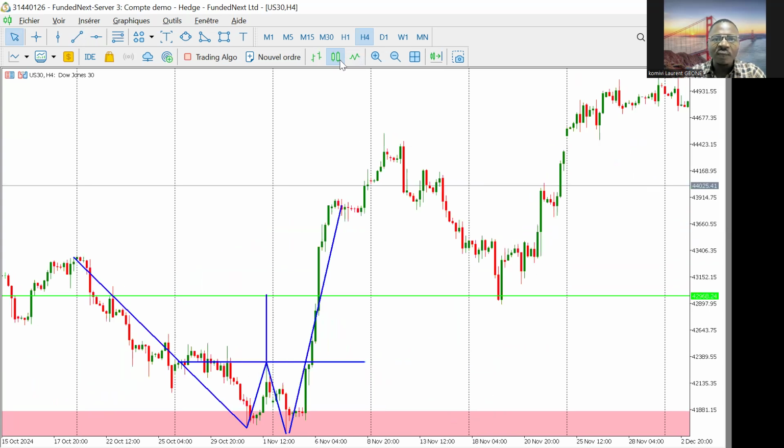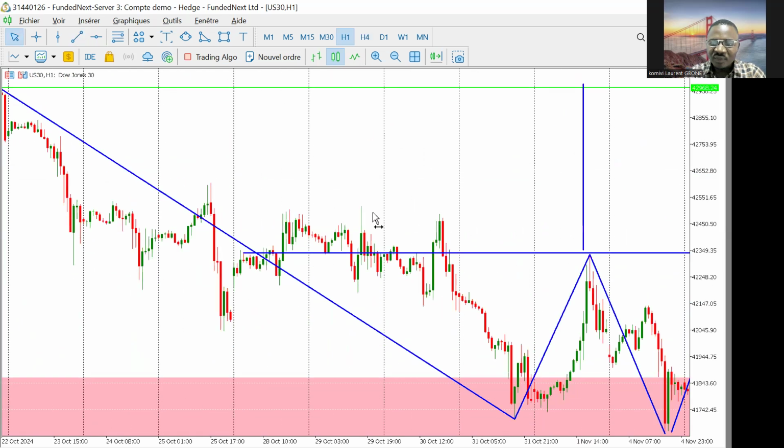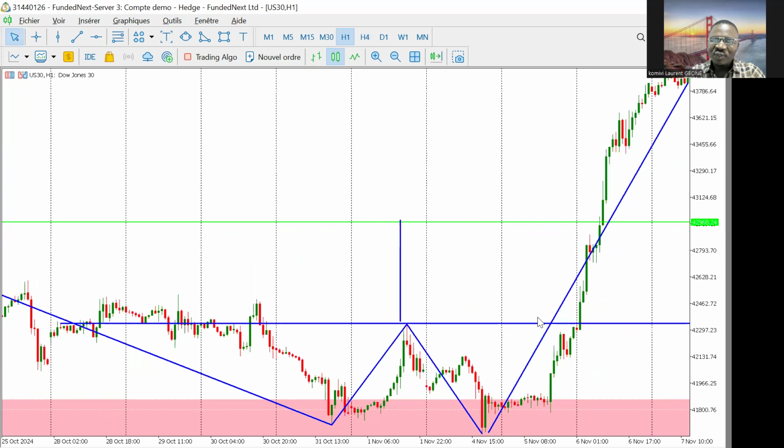What can I see in the 1 hour? Wow. The price breaks the neckline early in the morning. Just at the opening, the price breaks through the neckline, so you get entered. And the whole day was a bullish day. So this is a wonderful and marvelous trade.